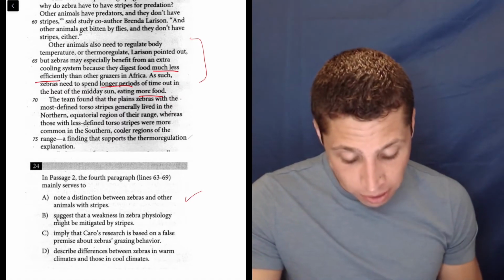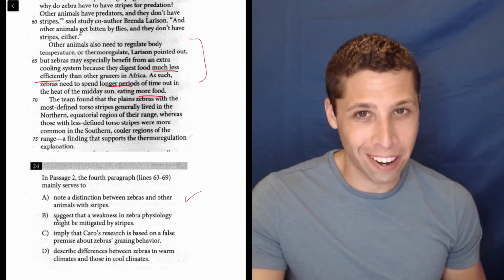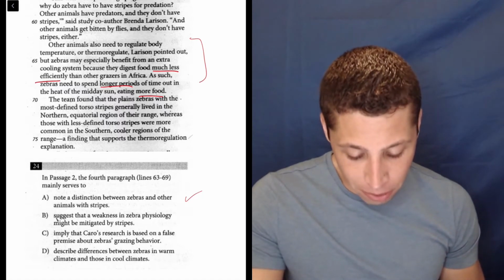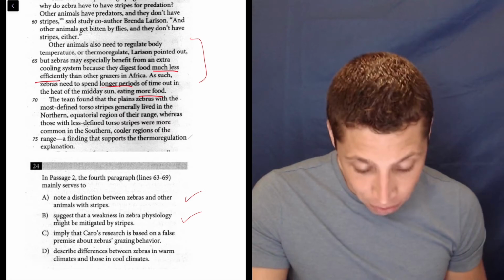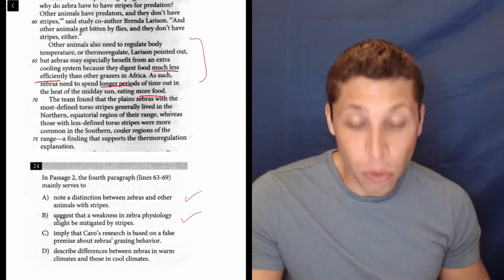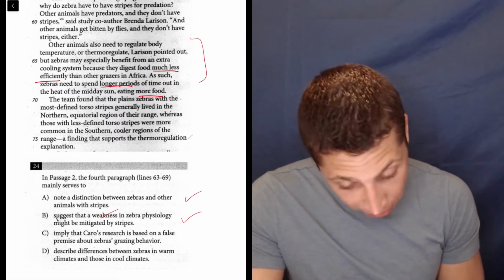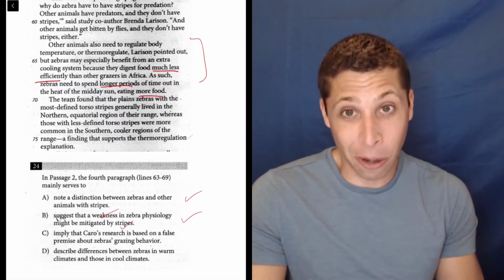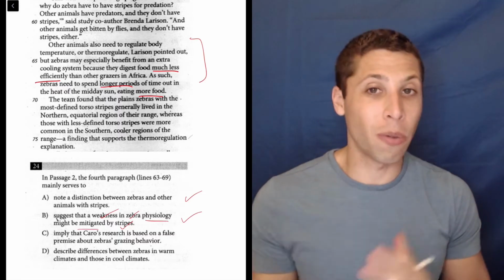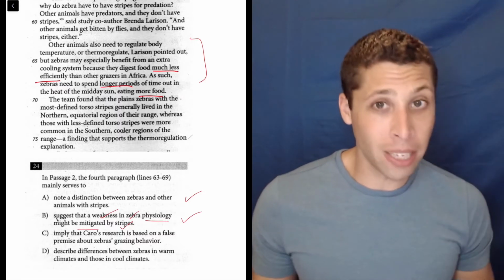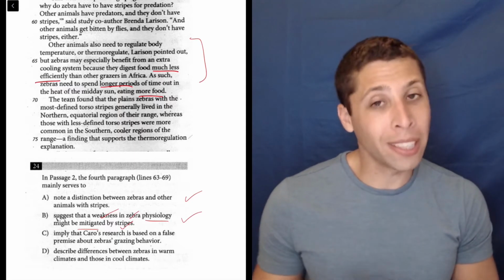B suggests that a weakness in zebra physiology might be mitigated by stripes. Well, there's a lot of big words there, but are they talking about zebras and stripes and a weakness? Yeah, kind of. They're saying they digest food less efficiently, so there's a weakness. They're talking about the stripes, and we know that because that's the whole passage, and they're talking about zebras. So I know that there's some words here that we don't know, but you can't eliminate this answer choice yet just because of that. You have to focus on the words you do know, and it does fit in with what we just read.